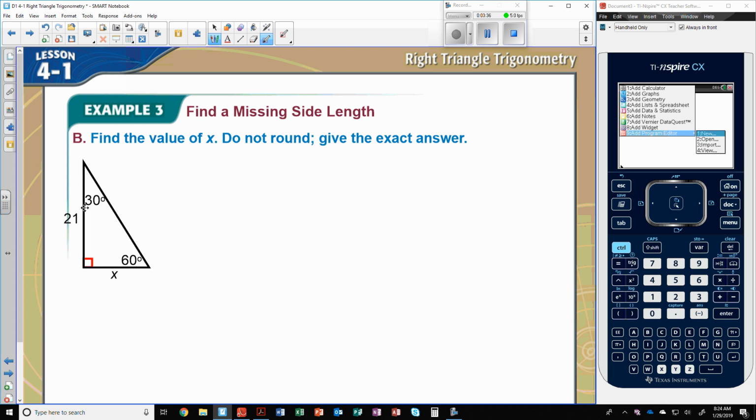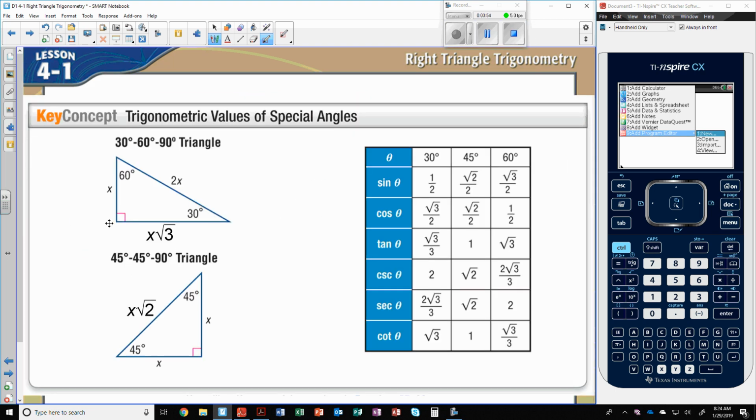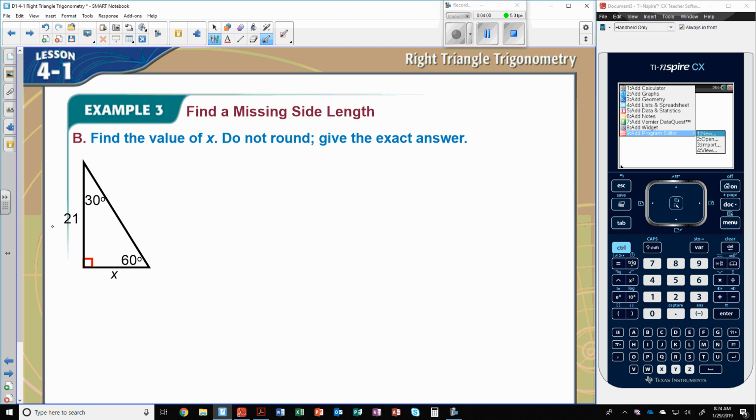Now let's try this one. Here we have the 21. If you want to think of these three sides, this one being the middle, the medium-sized side of the triangle, I'm going to the medium-sized side with 21. So I'm going to go back to this model, and on the medium side, which is this one, we have 21. So 21 equals x square root of 3. And I need to solve for the smallest side.